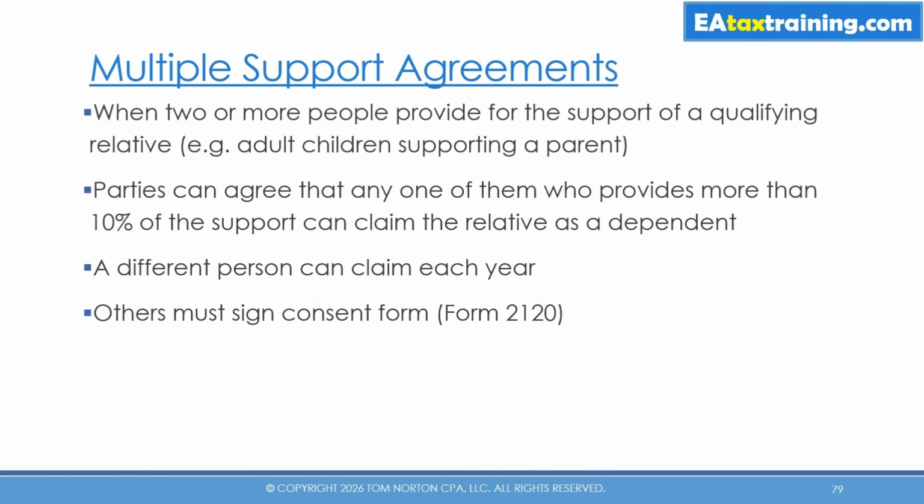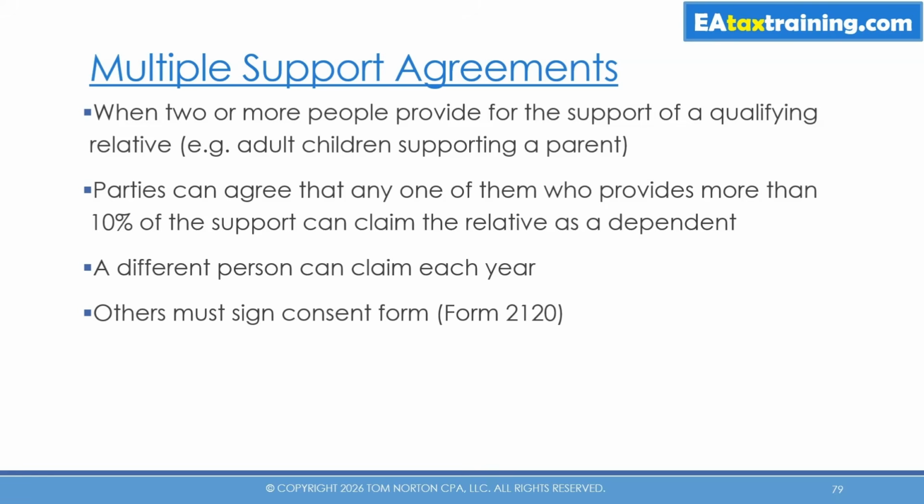Multiple support agreements. When two or more people provide for the support of a qualifying relative, you can have something called a multiple support agreement. So this is going to be most common when you've got adult children who are taking care of their elderly parents and claiming them as a dependent. So what can happen is those children can agree that any one of them who provides more than 10% of the support can claim that parent as a dependent. And a different person can claim them each year. They can rotate if they want to.